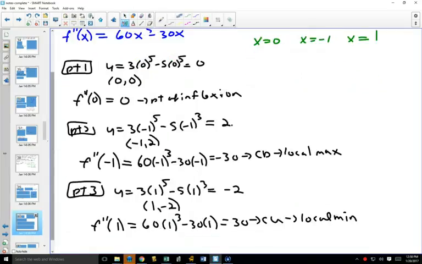So the second and the third points, we have concave down and concave up. But since at our first point the second derivative is also equal to 0, all that tells us is that it's got to be a stationary point of inflection. So our first derivative tells us that we're going to have 3 stationary points, and then our second derivative classifies them.